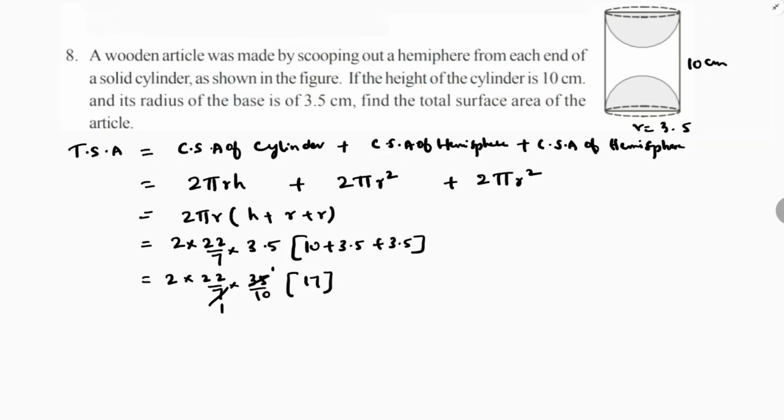7 times 1, 7 times 5. 5 times 1, 5 times 2. 2 and 2. So 22 into 17. See, 17 times 2, 34. So 34, 3 plus 4, 7. So it is 374 centimeter square. So total surface area of the article is 374 centimeter square.